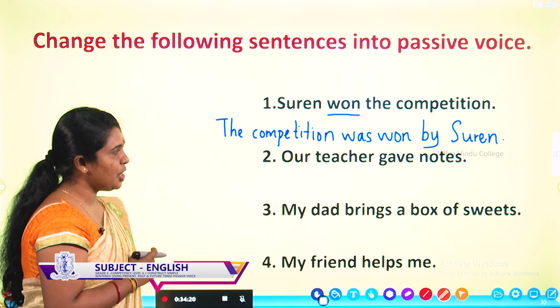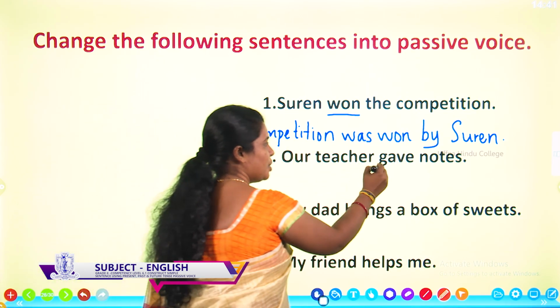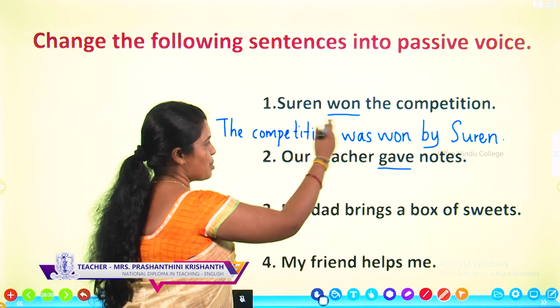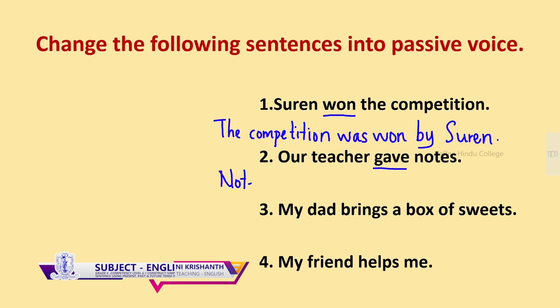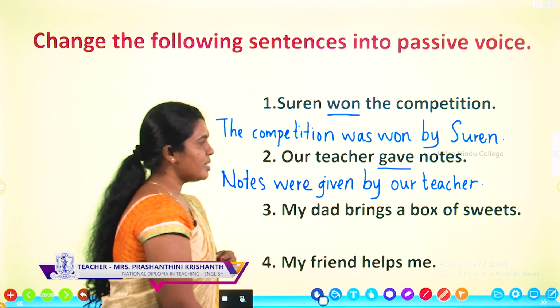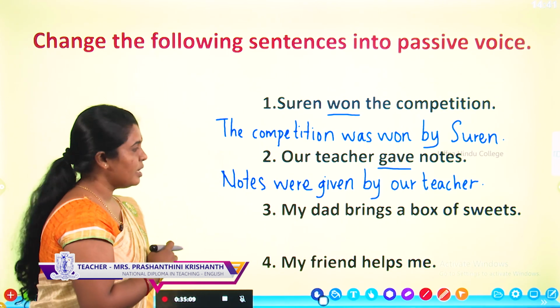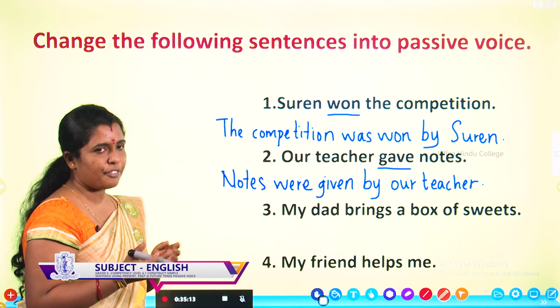See the second one. Our teacher gave notes. Right, let's go to the verb, past one. So notes, we should take notes first. Notes, this is plural. So we have to select the helping verb here. Was or were? Definitely were. Notes were. Give, what is the past participle form of give? Given. So notes were given. Then by, who gave us notes? Our teacher. So by our teacher.